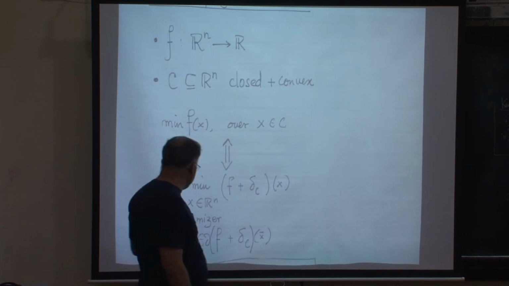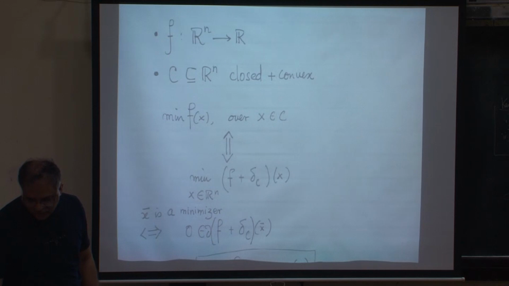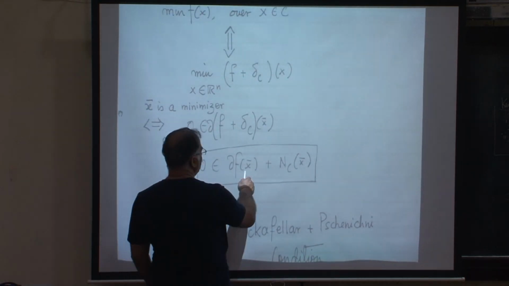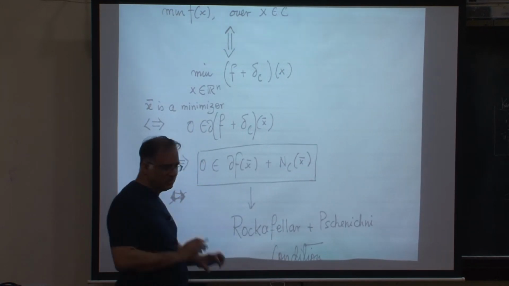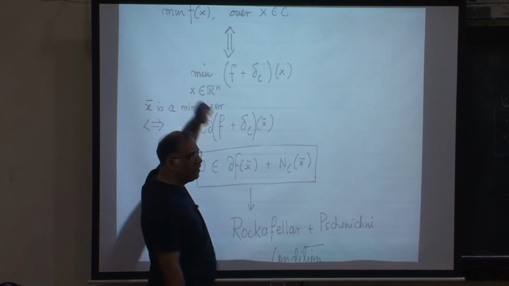Now, whenever x bar is a minimizer of this, x bar is a minimizer of this. So, this implies that 0 is an element of the subdifferential of f plus delta C. Now, you apply the subdifferential sum rule.